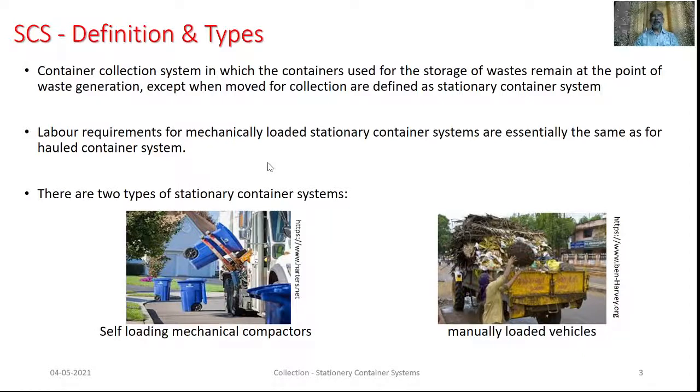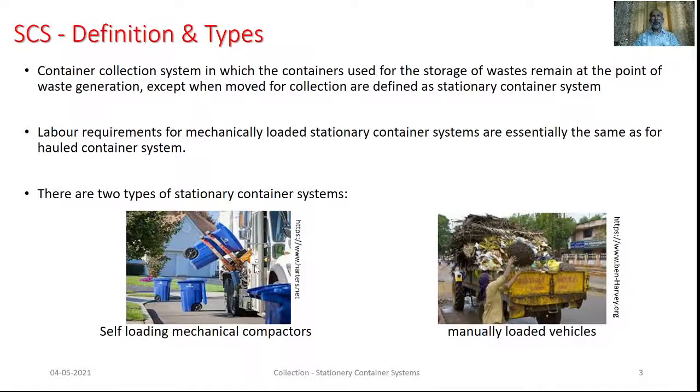As such, in this particular system, containers used for the storage of the waste remain at the point of waste generation except when moved for the collection. Hence, the term stationary.